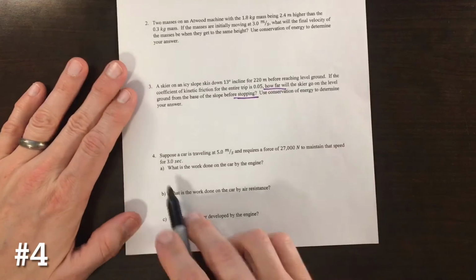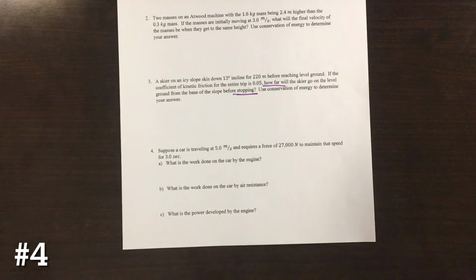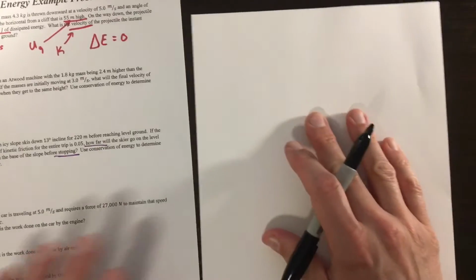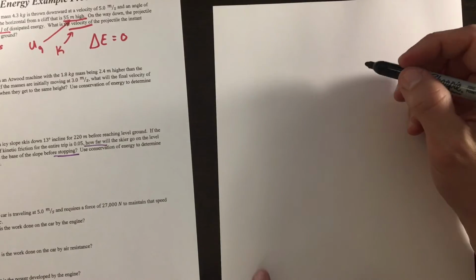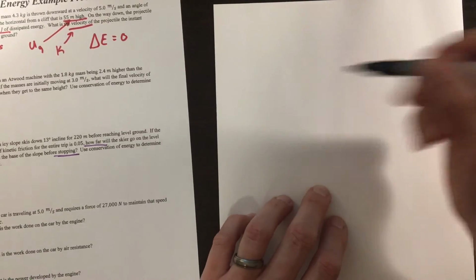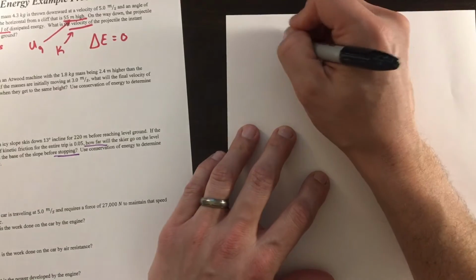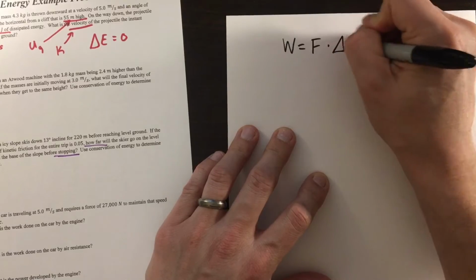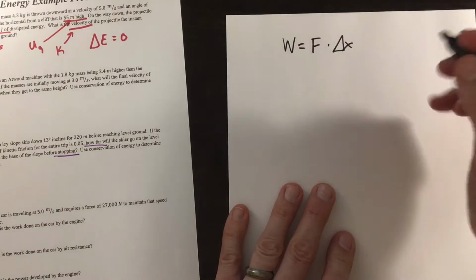All right, so the next question says, suppose a car is traveling 5 meters per second and requires a force of 27,000 newtons to maintain its speed for 3 seconds. What's the work done by the car engine? Since we're moving at a constant speed, the engine is pushing forward with as much force as the air resistance is pushing back. So the work done is force times displacement, and both are in the same direction, so it's positive.